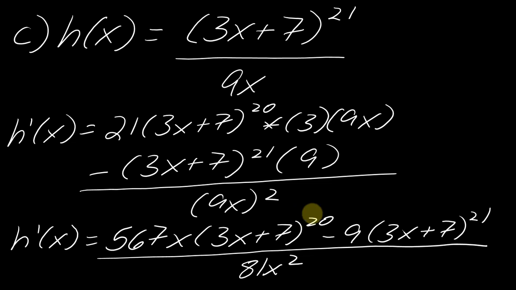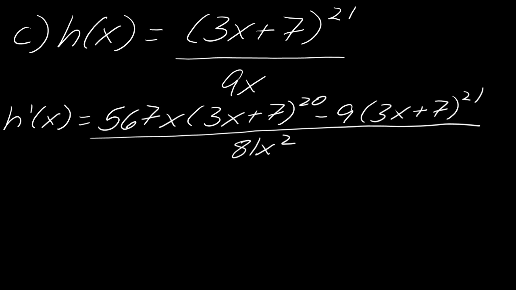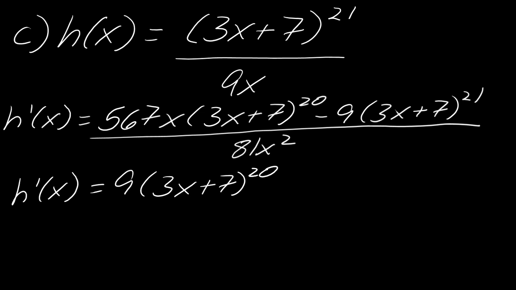You can simplify this a bit more, right? So first of all, 9 goes into this, this, and this. So I'm going to factor a 9 out for sure, but also notice you got (3x + 7)^20 and (3x + 7)^21. So I can actually factor out this (3x + 7)^20, right? So I've got to make myself a little more room now. So now I'm going to factor out 9 times (3x + 7)^20.